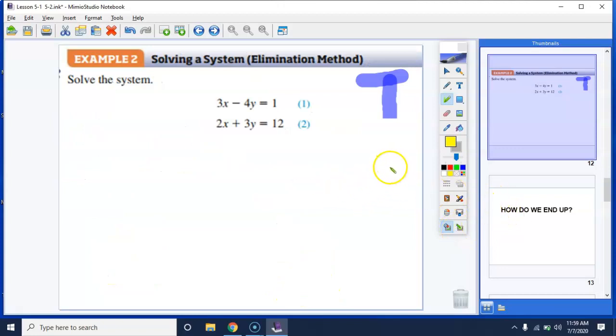Okay, that's the last part of the elimination method. I'm going to show you one example of it. Sometimes it takes extra work to eliminate them. It's hard to eliminate them. So let's have a look here. Here, negative 4y, 3y. It's so hard to eliminate them. But I want to try something like this.